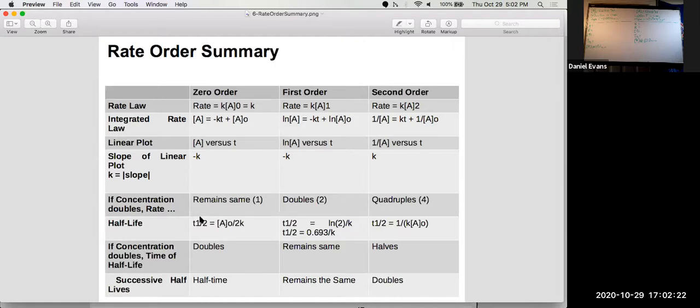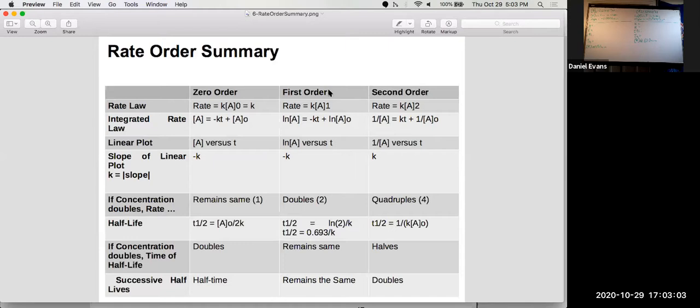So for a zero order reaction, the rate does not depend upon concentration. So if we double the concentration, rate remains the same. Our half-life, we solve it from the integrated rate law. We get that the half-life is the initial concentration divided by 2k. So the bigger the initial concentration, the larger our half-life. The smaller the initial concentration, the smaller our half-life. So if we double our concentration, we double our half-life. As we go to smaller concentrations, successive half-lives will be half the time of the initial half-life.